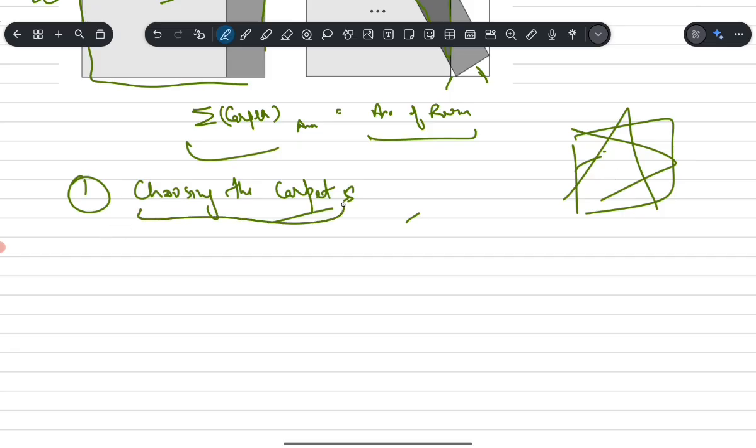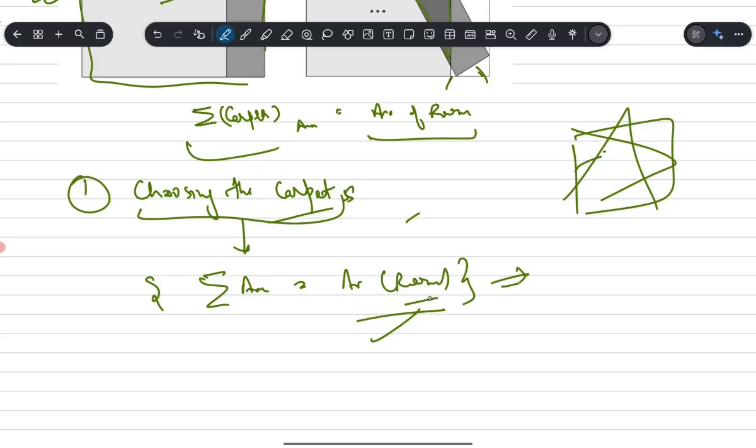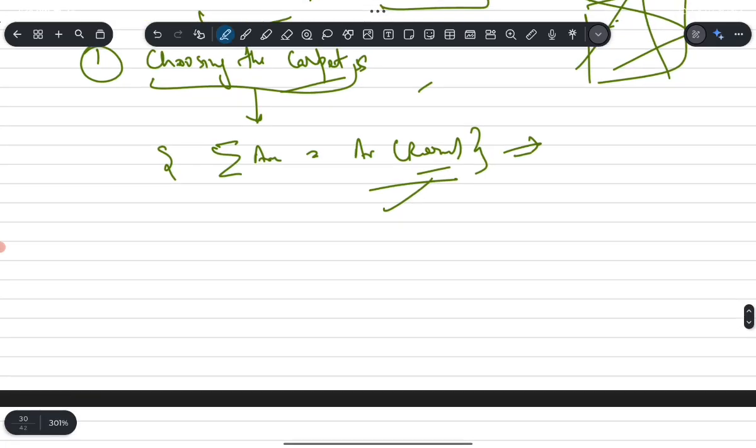While choosing the carpets, the core thing that should be in focus is that the sum of the areas of the carpets you choose is equal to the area of the room. If this condition is not being followed, whatever you have chosen are not the carpets. Now this may seem very easy, but people make a lot of mistakes while doing this. Let me first show you a problem.